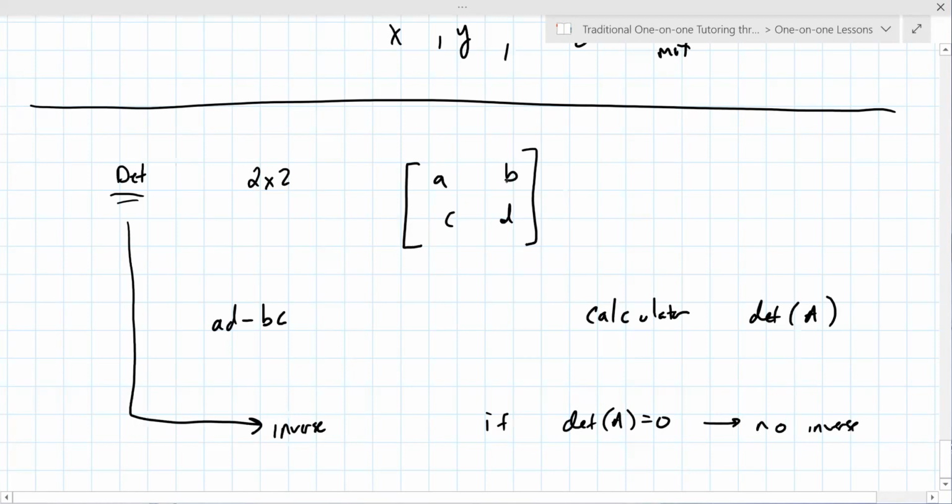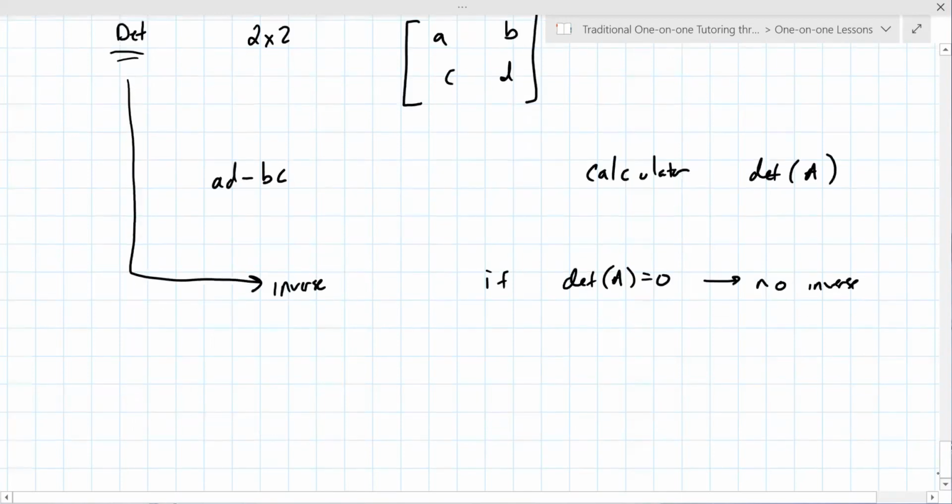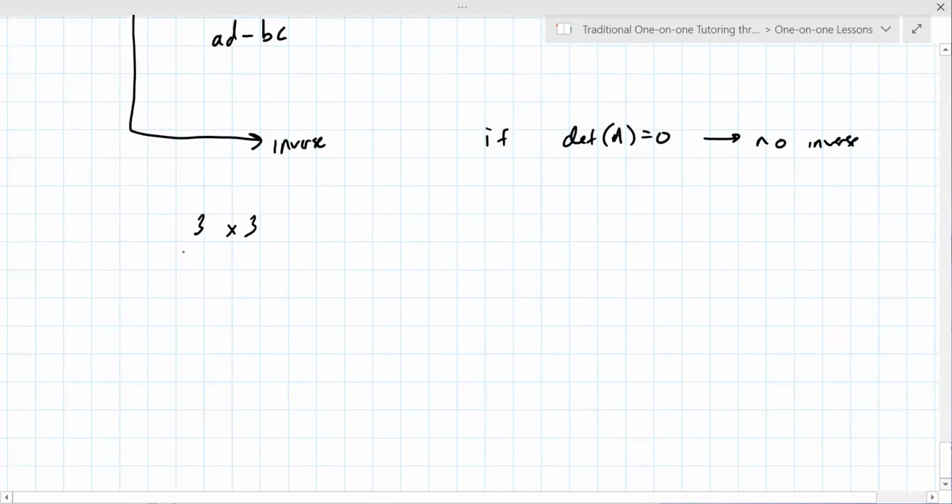If you made a 2 by 3 and tried to calculate the determinant, it would tell you error or invalid or something. You want to be careful that you can only take the determinant of a square matrix. For a 2 by 2, it's got a nice formula. For a 3 by 3 and beyond, it's probably better to do it with a calculator, unless you plan on taking more math.